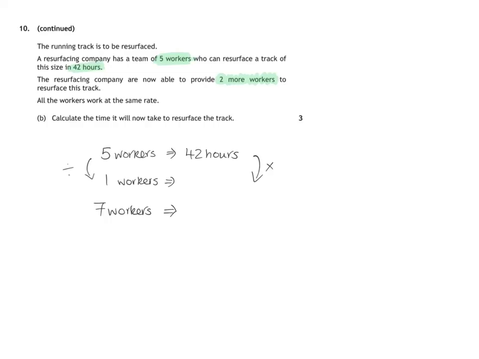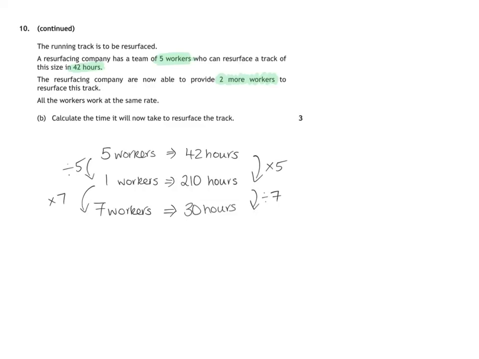So, to go from 5 to 1, I've divided by 5. So that means the other side I need to times by 5. So 42 times by 5 would be 210 hours. So that'd be an awful long time if you're doing this by yourself. And then here I've times by 7, so the other side I need to do the opposite, because as one goes up, the other one goes down. Which gives me that for 7 workers it would take 30 hours.